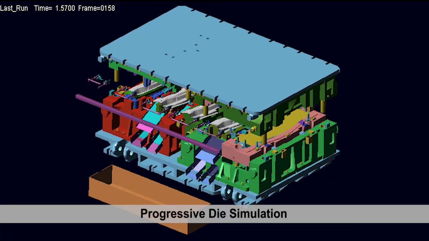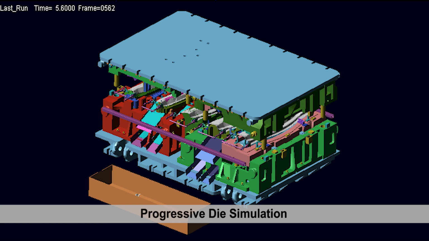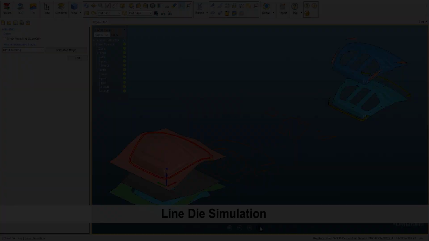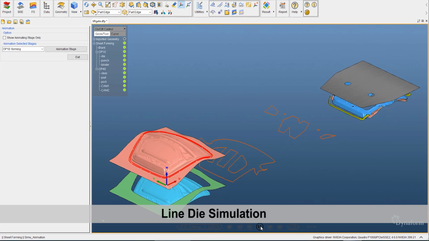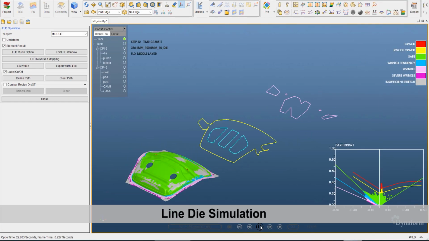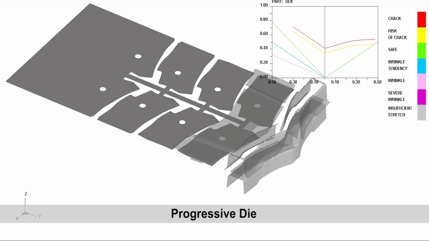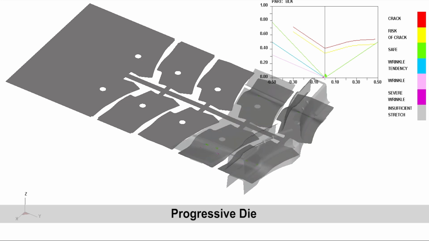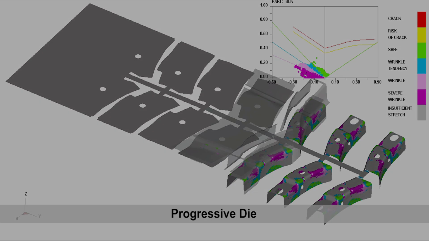The progressive die is one of the common sheet metal stamping processes to produce high-volume sheet metal parts. For larger sheet metal parts, Dynaform is utilized to simulate the line die process. With Dynaform, you can accurately predict the problems encountered during the progressive die process before the actual dies are built.